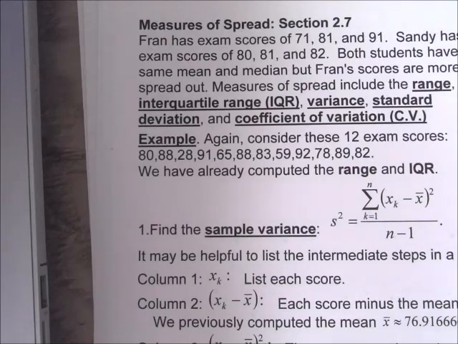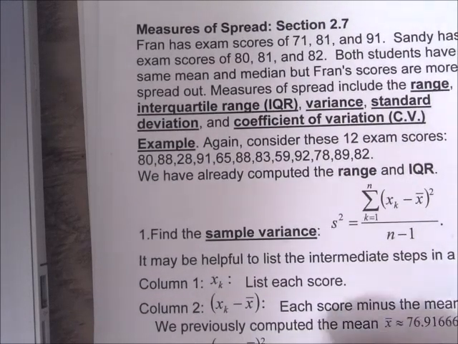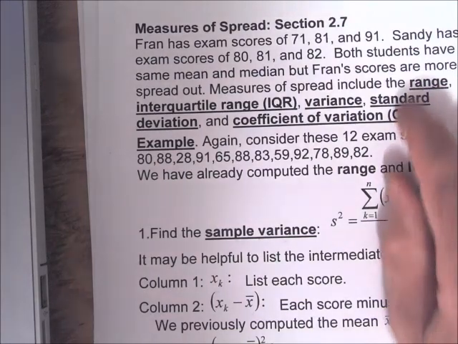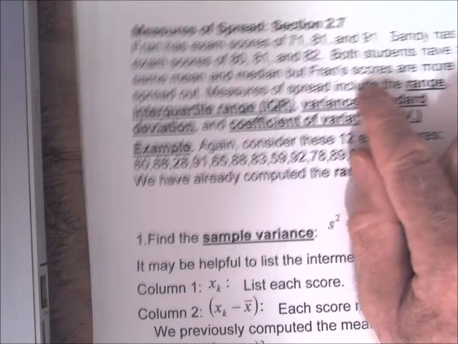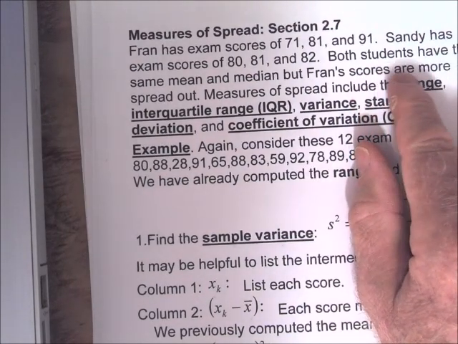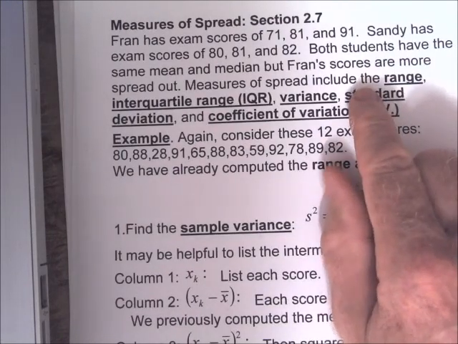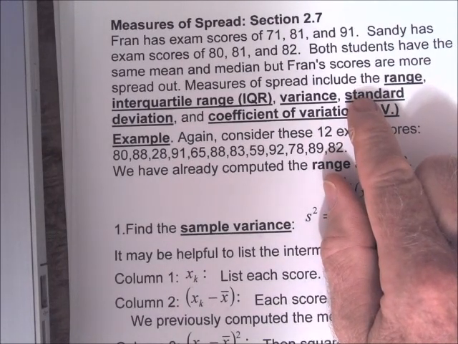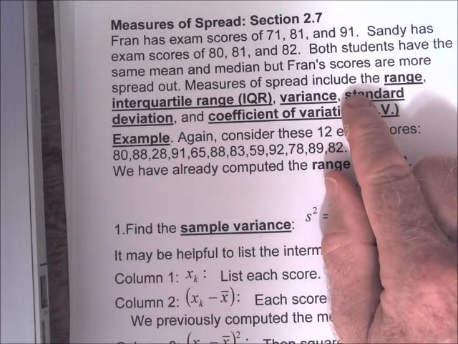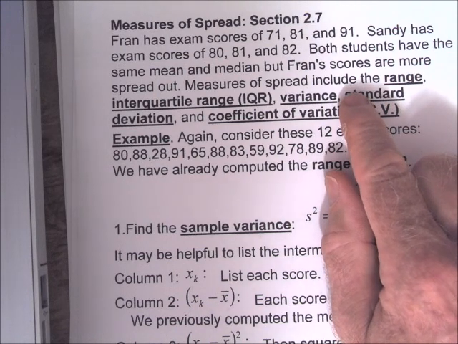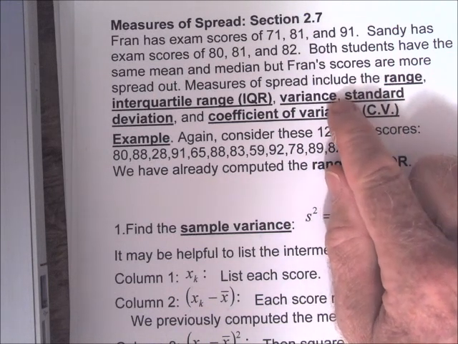Measures of spread, section 2.1. Fran has exam scores of 71, 81, and 91. Sandy has exam scores of 80, 81, 82. Both students have the same mean and median, which are both 81. But Fran's scores are more spread out.